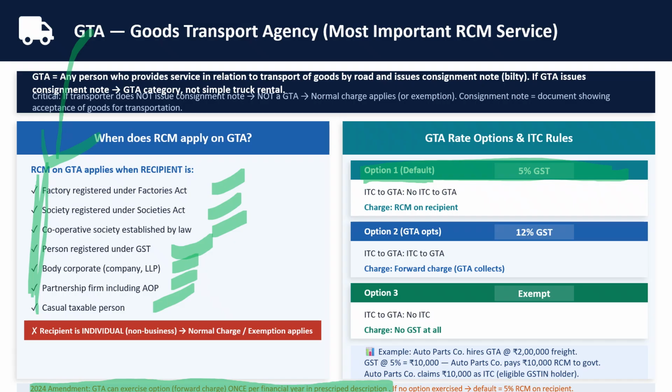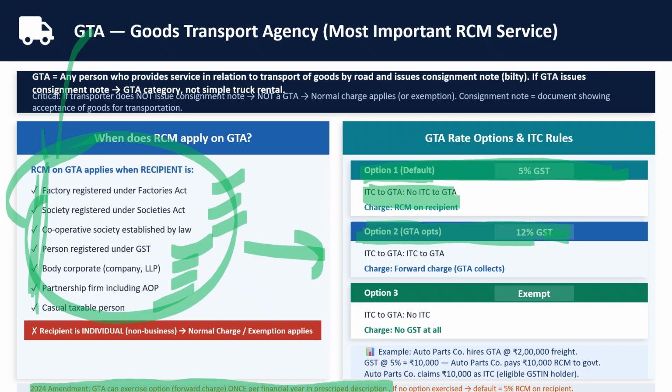Then the purchases made by the Goods Transport Agency do not get any credit, because he is providing exempt services, so he is not able to get an ITC. So no ITC for the GTA if he opts for the reverse charge mechanism. Suppose he opts for the forward charge mechanism, then he collects 12% from these persons and pays it to the government.